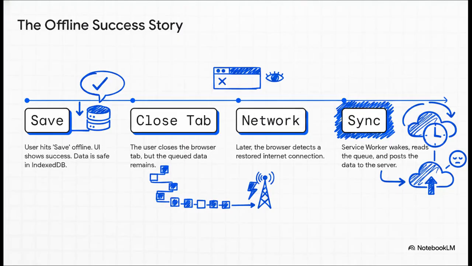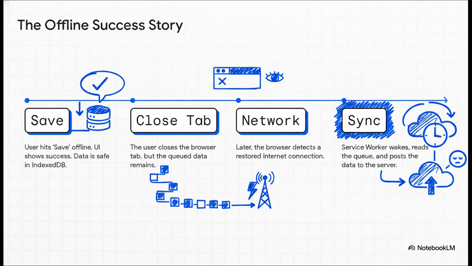Okay, check out this new super resilient journey. Our user hits save while they're offline. And what do they see? An instant success message. No scary red errors, no endless spinning loaders. The UI feels incredibly fast because from its perspective, the work is done. The user can literally close the tab and forget about it.